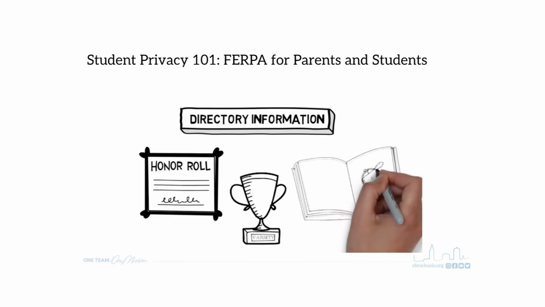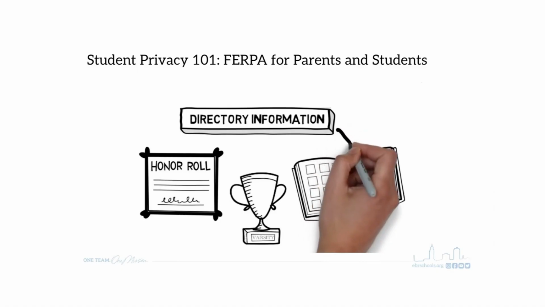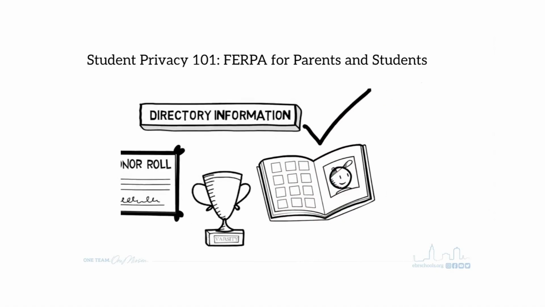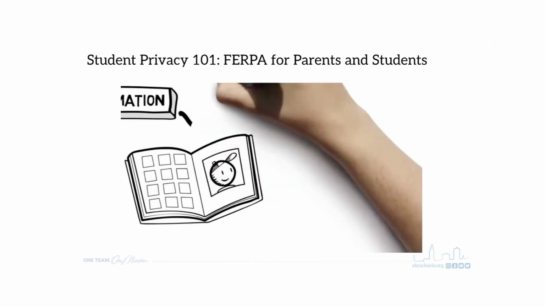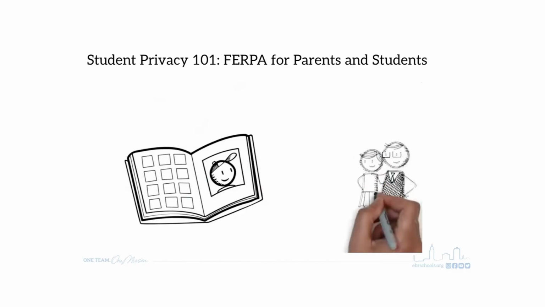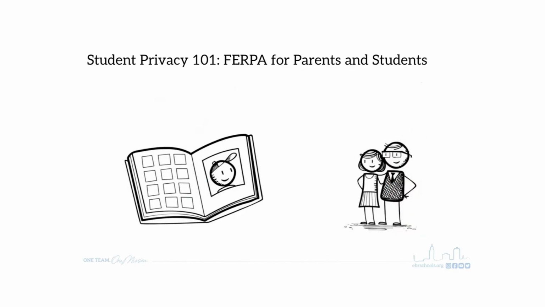For example, Patrick's school yearbook contains his name, grade level, and photograph. That's okay because his school designated these items as directory information and published its policy on its website, and Patrick's parents haven't opted out. FERPA also requires schools provide Patrick's parents the ability to review his records to make sure they are accurate.